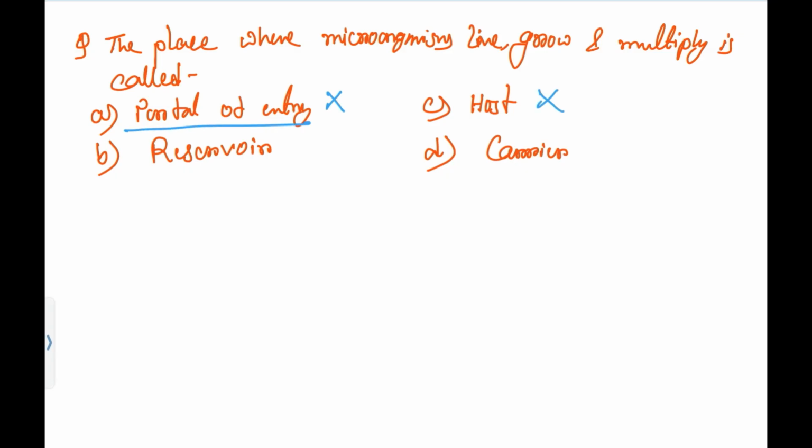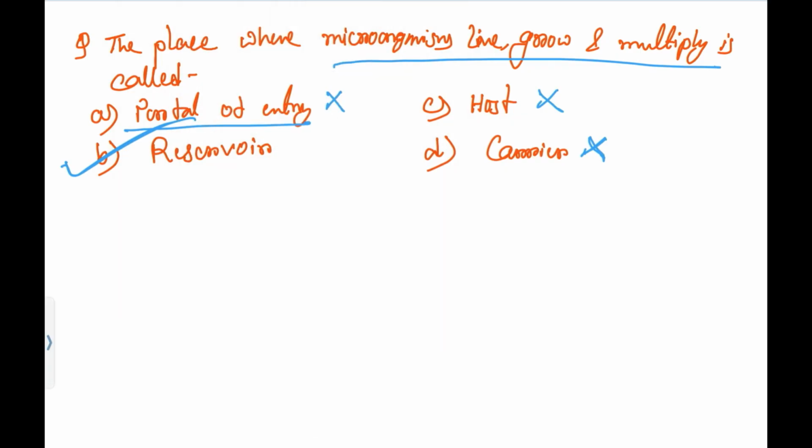So portal of entry means the way in which microorganisms enter our body. Then the host also won't be the answer. A susceptible host is one who is likely to get infected, who has a high chance of getting infections. Then carrier also won't be the answer. A carrier can be a person or an animal who carries or harbors the infection. So the answer will be reservoir. Why reservoir? A reservoir is a place where the microorganism lives, grows and multiplies. That can be an animal, a person, soil, water, food, anything. That's why the answer is reservoir.